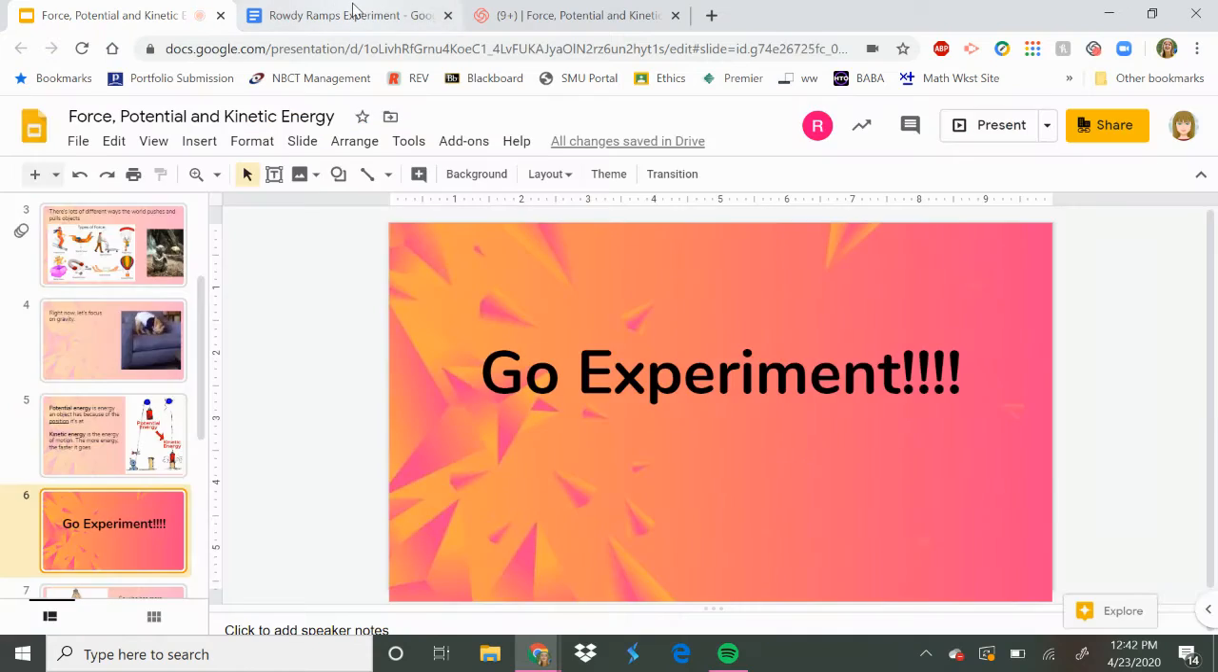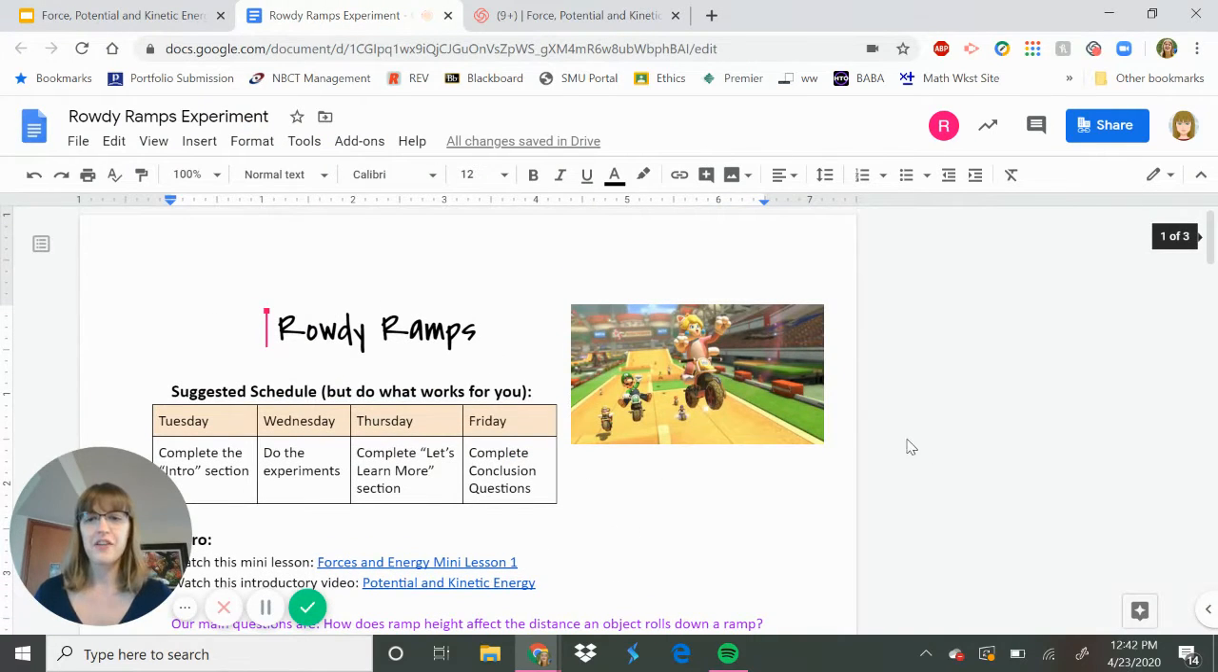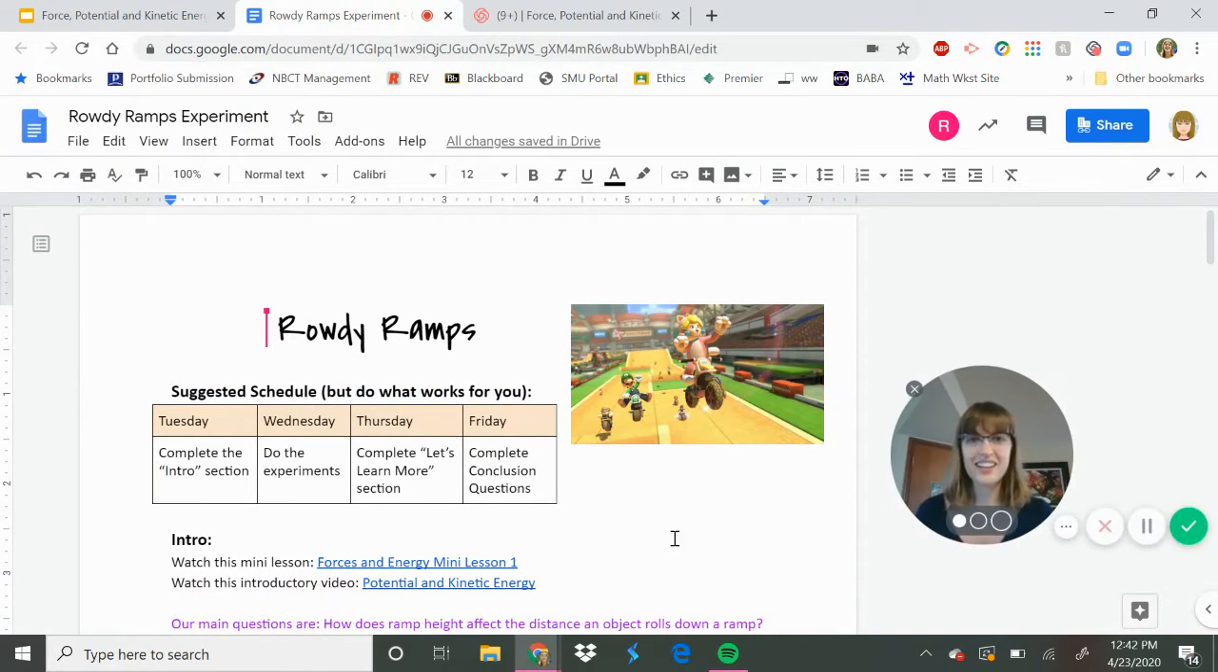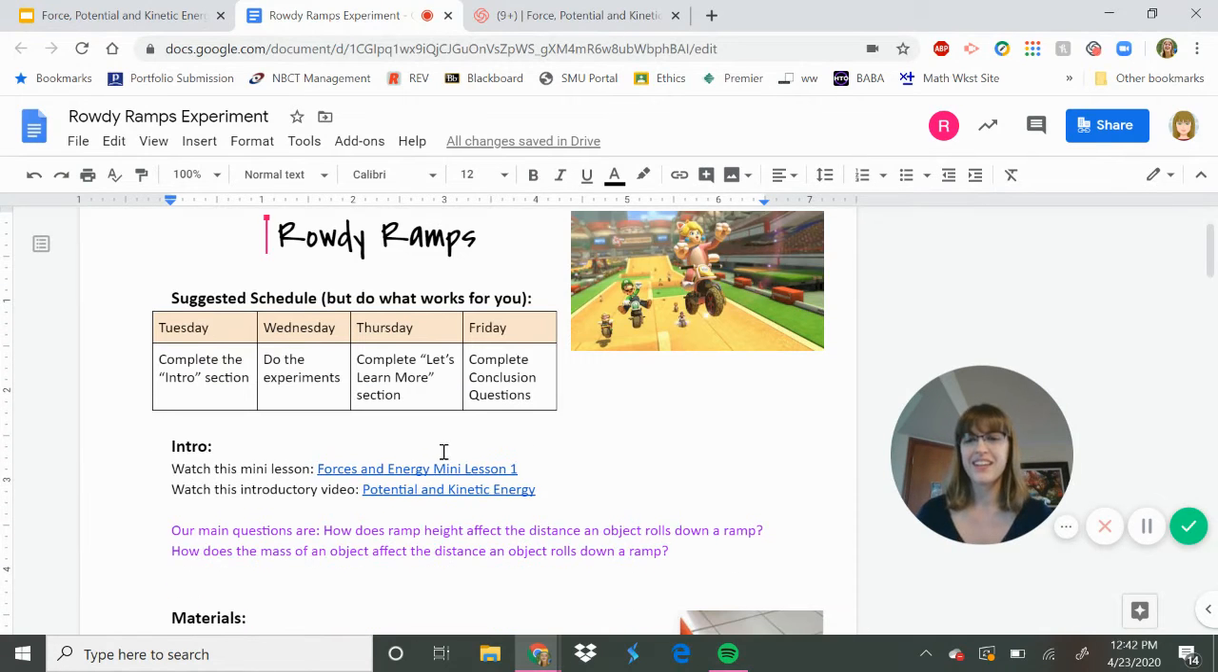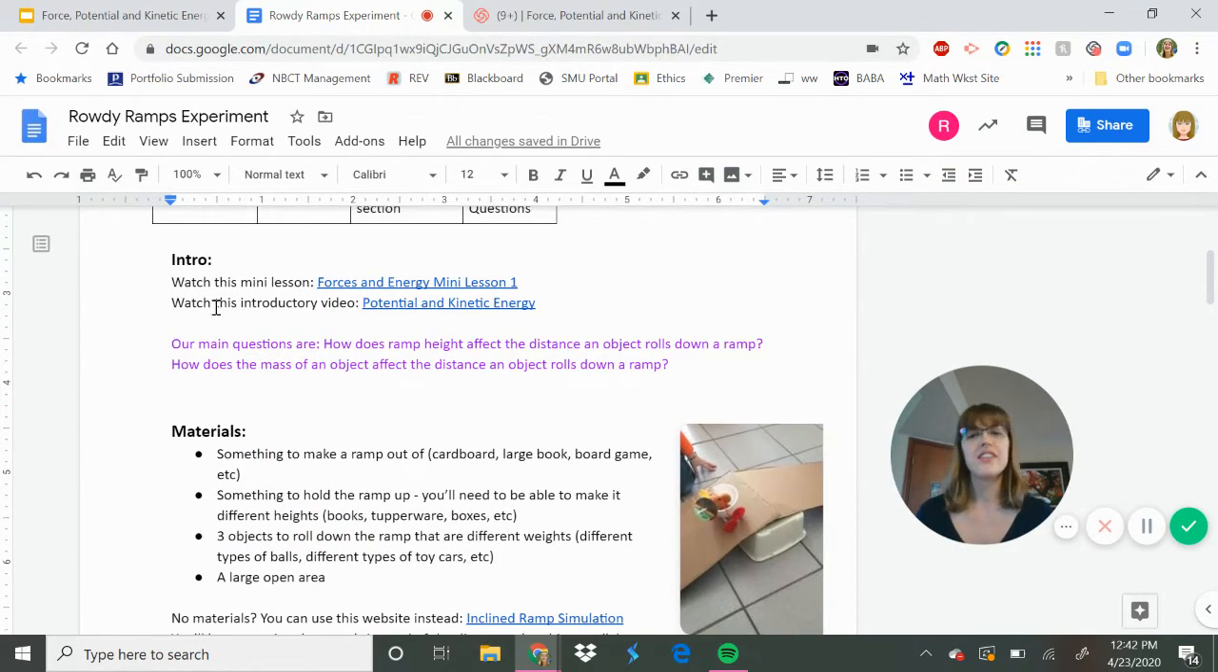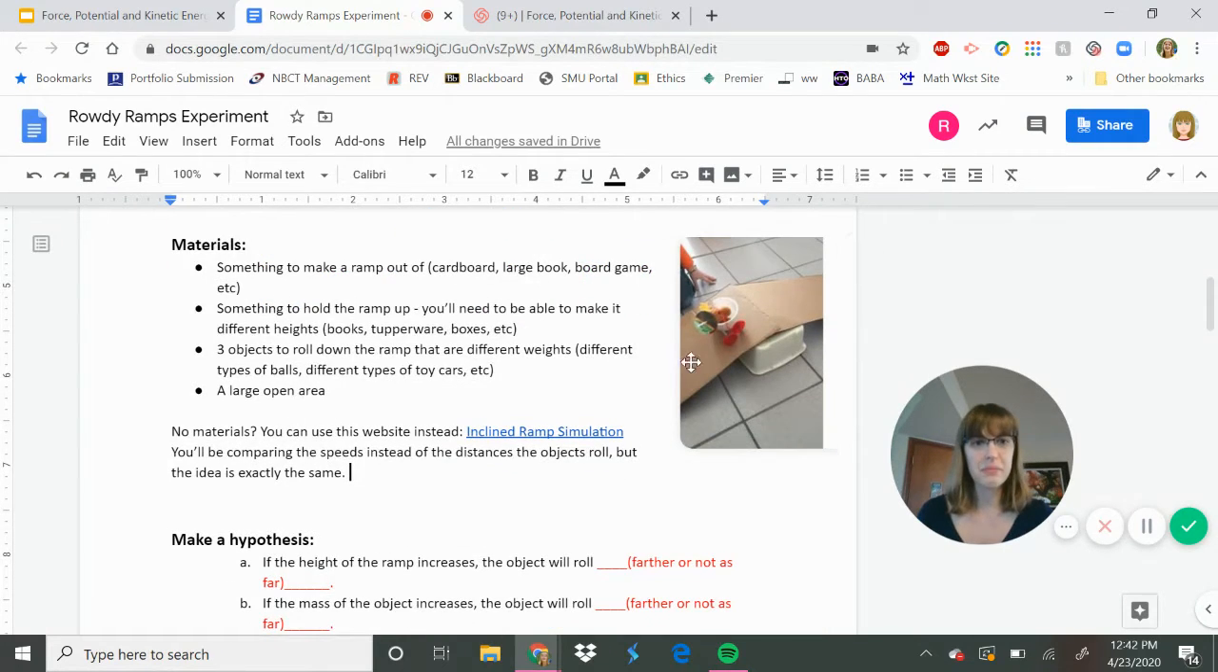You are going to be using ramps in order to do this experiment. So here's your schedule. You're doing the mini lesson. You've got a second video to watch. And then you're going to make your ramp. Notice that we're not looking for anything fancy here. Cardboard, a book, a board, anything will work.